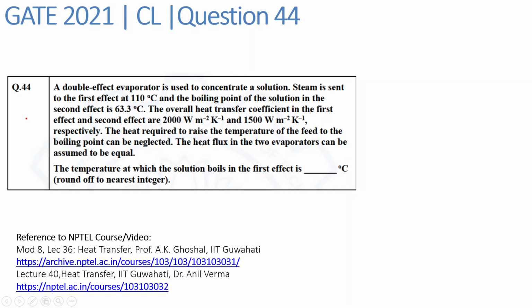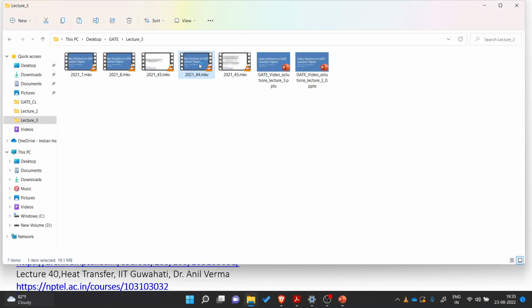Okay, so now let's look at another question. This question is based on the evaporation section of the heat transfer subject. Here we have been given a double effect evaporator that is used to concentrate a solution. Steam is sent to the first effect at 110 degrees Celsius, and the boiling point of the solution in the second effect is given as 63 degrees Celsius. We have been given the overall heat transfer coefficients of the first and second effect. Then there are some basic assumptions, and we have to find the temperature at which the solution boils in the first effect. So let's look at the video solution of that question.